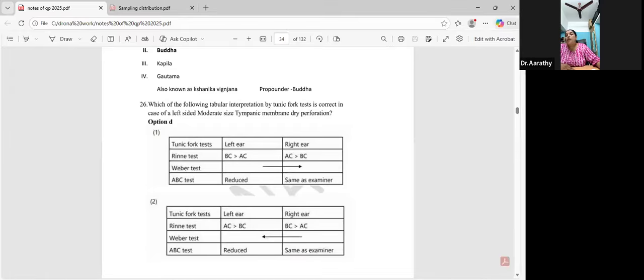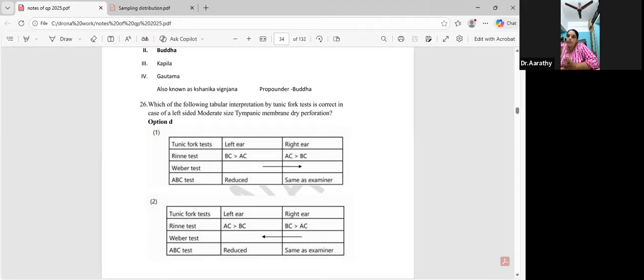Let's come to Rinne's test. You have a tuning fork of 512 hertz. In UG, your Shalakya posting, you might have seen these. You might have done these tests actually. So, Rinne's test means the vibrating tuning fork is placed vertically 2 centimeters away from your external auditory meatus to measure the air conduction. Basically, in Rinne's test, we compare the air conduction of one ear with the bone conduction and see which is better. The basic idea is if you have a conductive deafness, air conduction will be poor. If you have a sensory neural deafness, bone conduction will be poor. Okay, this is the basic idea.